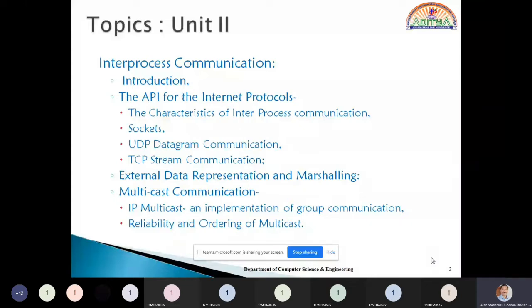And then we'll talk about different external data representations and the concept of marshalling. And towards the end, we'll talk about multicast communication. As a part of that, we'll discuss IP multicast, which is an implementation of group communication. Then we'll talk about the reliability and the ordering of multicasting.